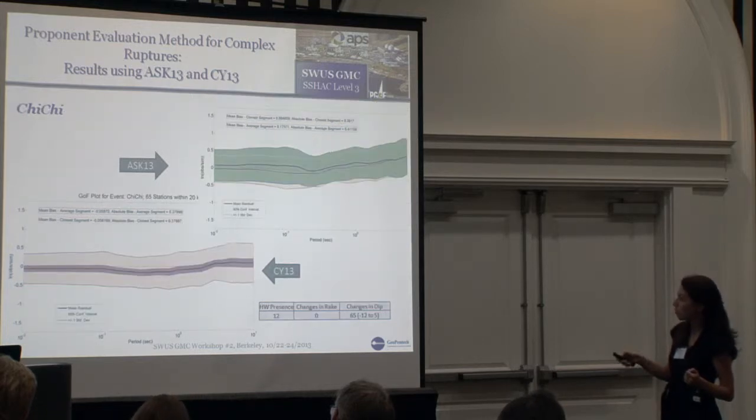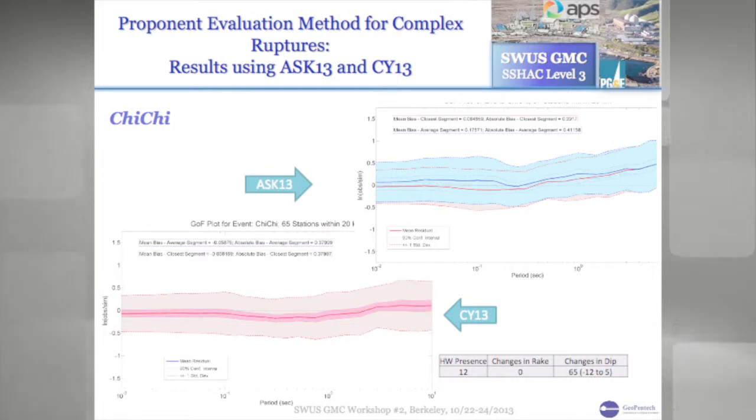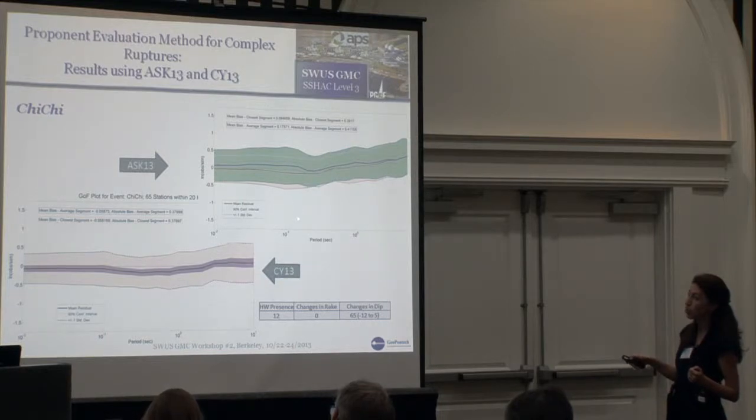Chi-Chi, okay, you also see the results. This is the 0. So it seems that using the closest segment parameters, at least for the Abramson et al. model, we have better agreement with our observation, at least for short period. And again, for Chiou and Youngs, the effect is not statistically or visually noticeable.